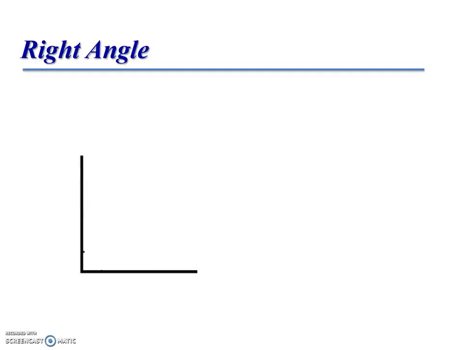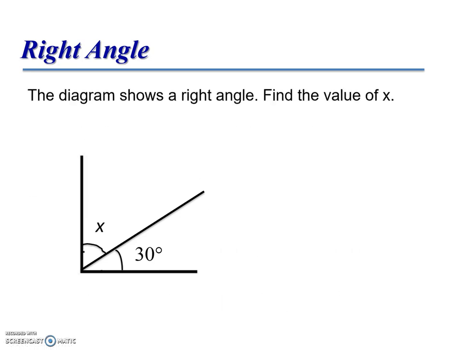So if I give you a very quick question, what is the value of x in this right angle? So basically you know that the total should be 90 degrees. So after minusing the 30 degrees, the balance is 60 degrees. And that's very easy.